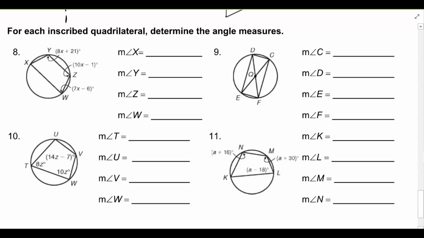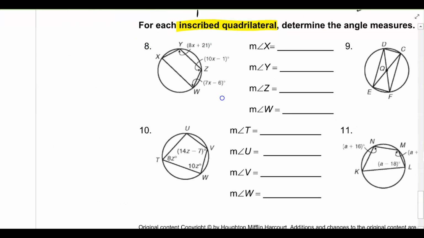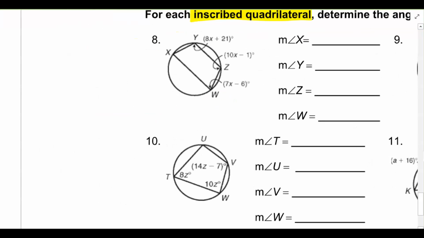Okay, so they're reminding us that we're dealing with inscribed quadrilaterals. One thing to remember about quadrilaterals is that angles always add up to 360. If they're inscribed, the opposite angles are supplementary.